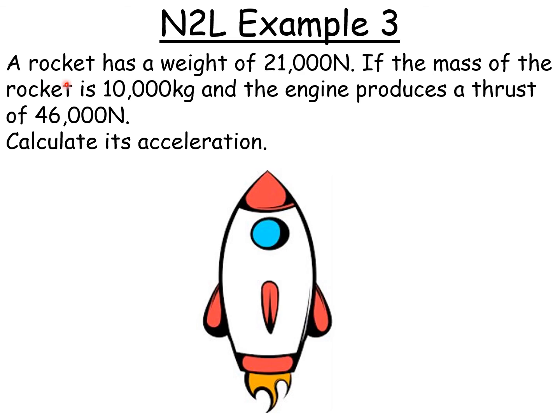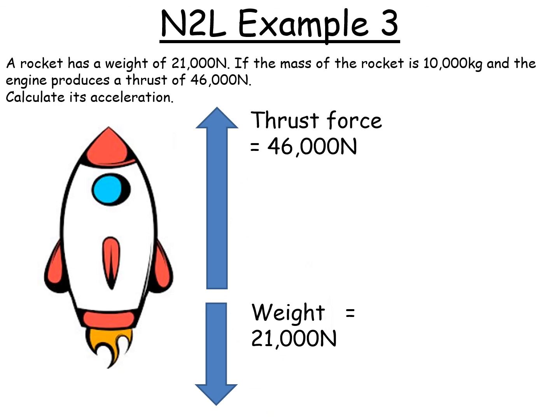Okay, so a rocket has a weight of 21,000 newtons. If the mass of the rocket is 10,000 kilograms and the engine produces a thrust of 46,000 newtons, calculate its acceleration. Again, if you feel confident, try this yourself. If not, I'll take you through it. So feel free to pause the video and try this one. We'll look at the answers in the next slide.